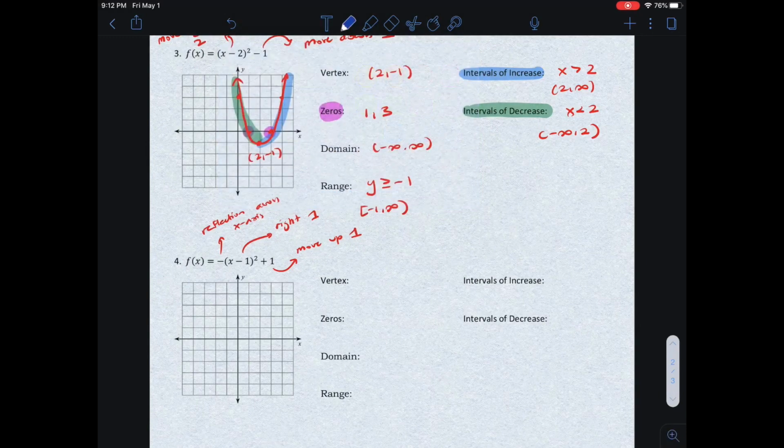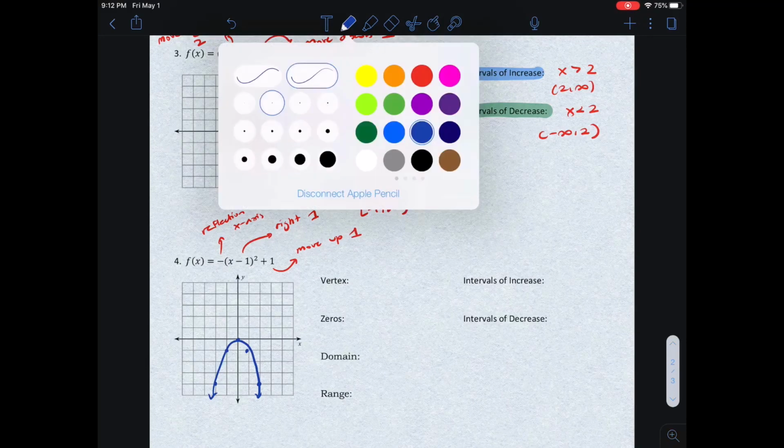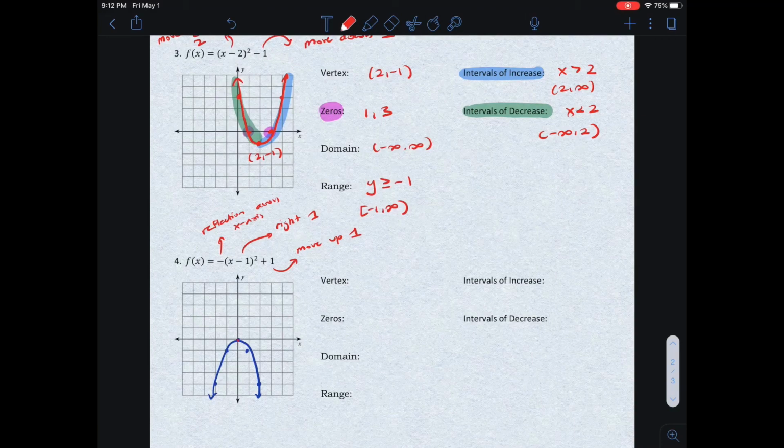The first thing I'm going to do is take f of x equals x squared and reflect it over the x-axis, in which case my graph will look something like this. All I'm doing is taking that parent function that we graphed at the very beginning. And then from there, I want to do my translations, where I'm going to shift it right 1 unit and then up 1 unit. So I'm going to take the vertex and shift it right 1, up 1. This would be my vertex.